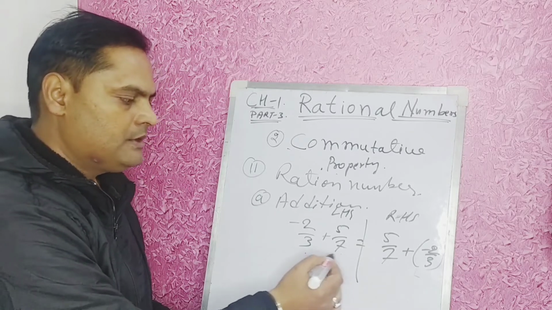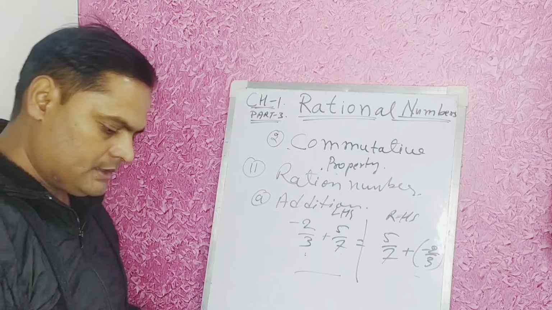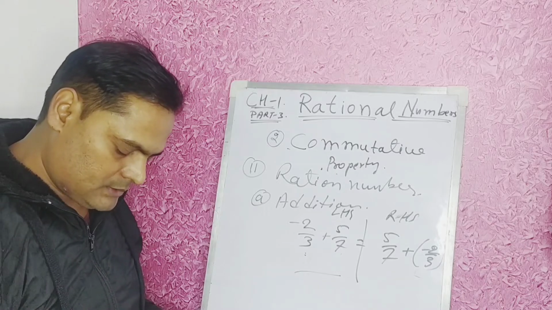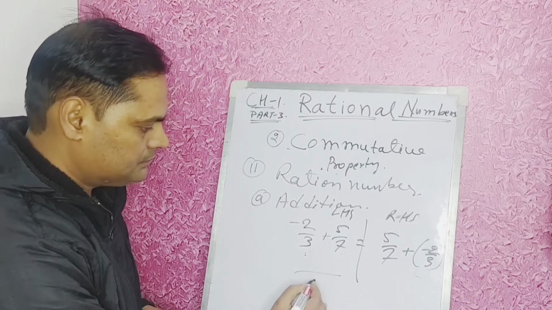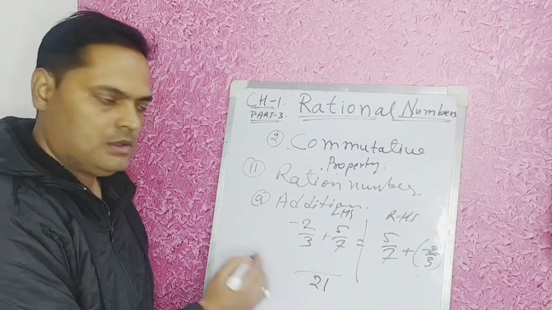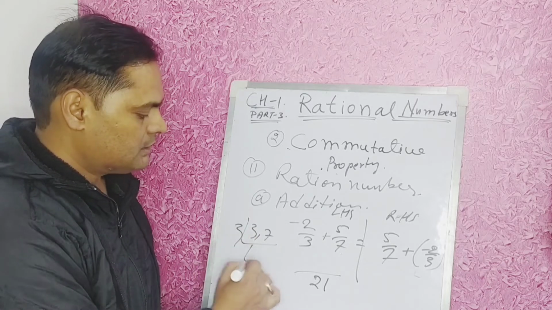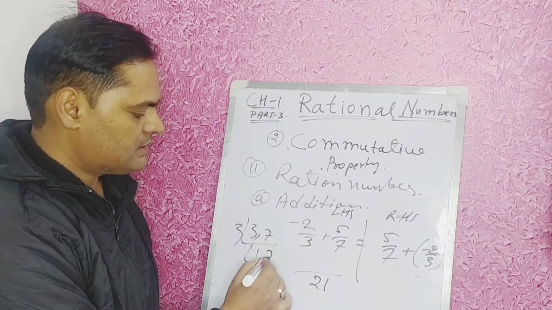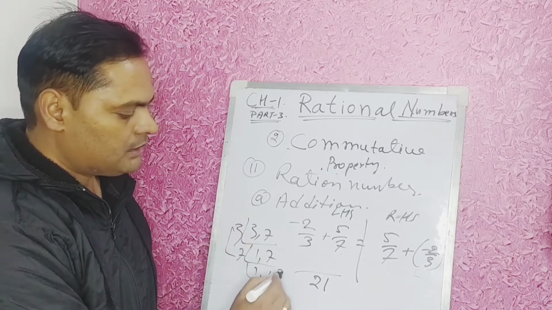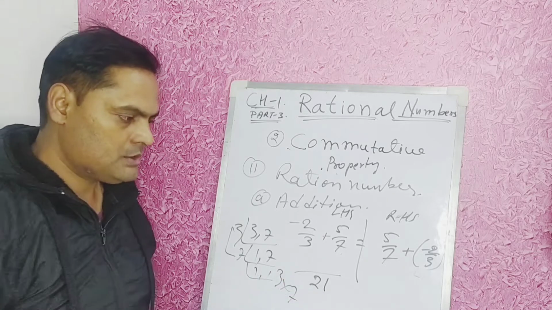We know that if the denominators are different, then we need to make them the same. I have to take 21 here as the LCM. We know how to find the LCM of 3 and 7. So this is 3, 1, and the 7 is left. So 7, 1, 1. Multiply 3 into 7, that is 21. So here we have the denominator 21.